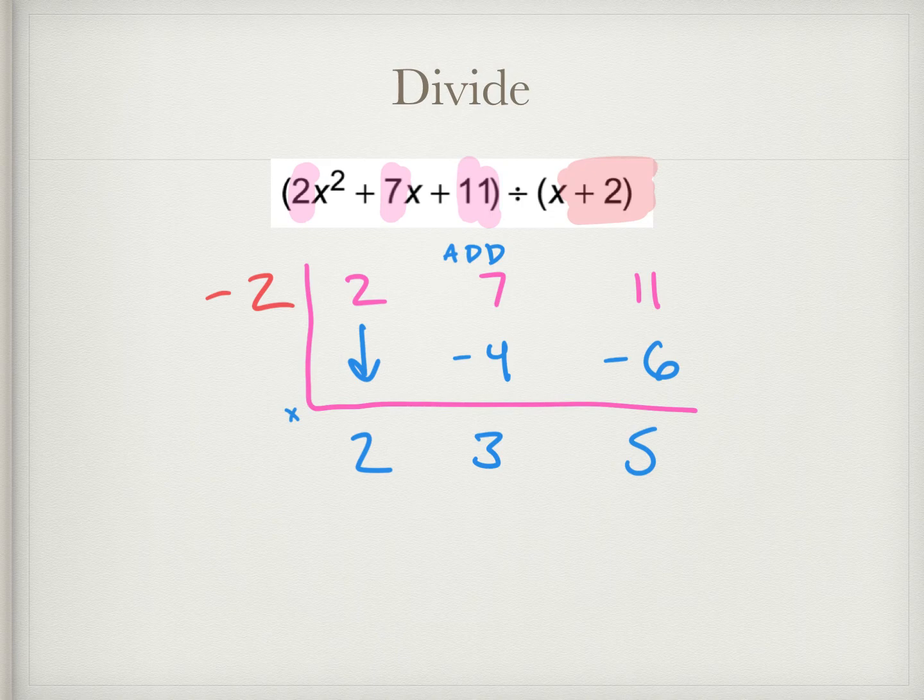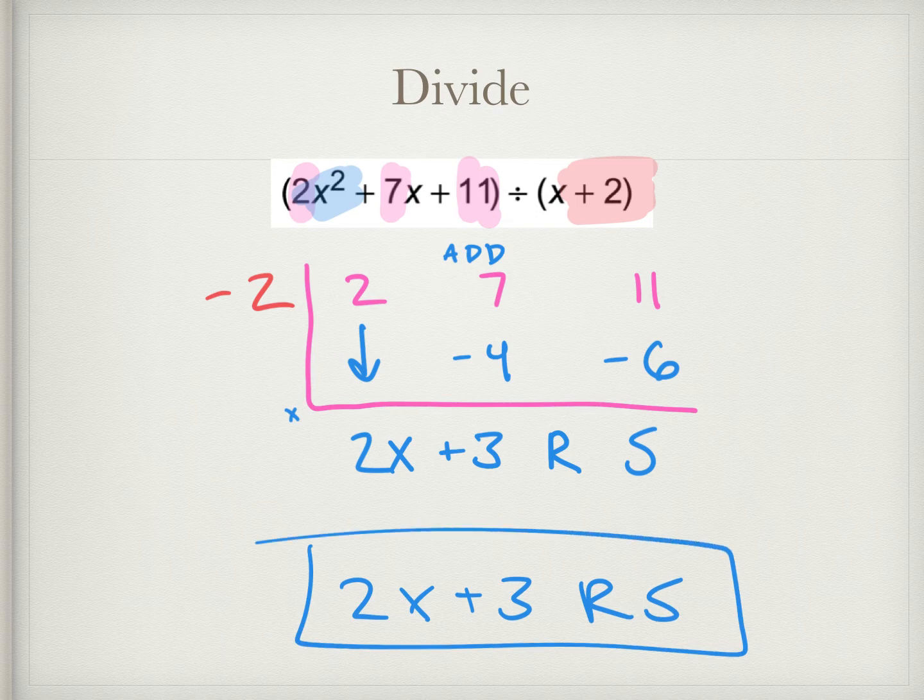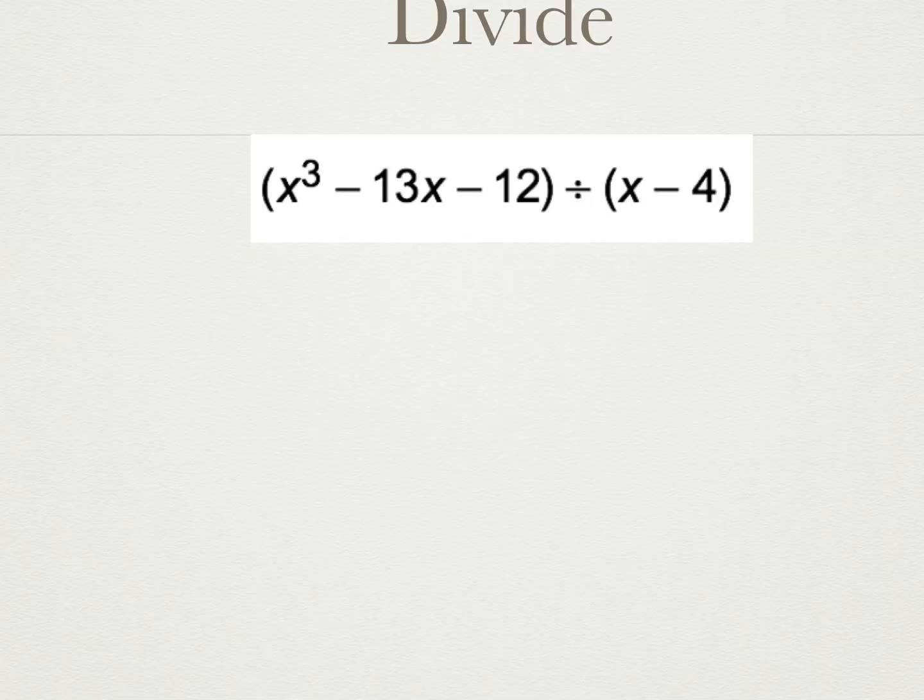So if my question started with x squared, what's my answer going to start with? X, and then the constant, and then the remainder. So it's 2x plus 3, remainder 5. So the last number is always your remainder. All right, so what goes inside the box here?